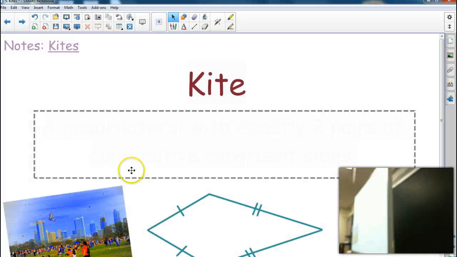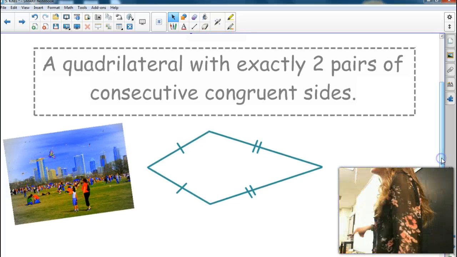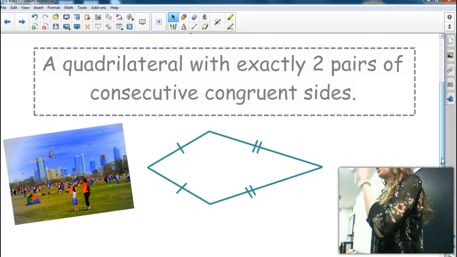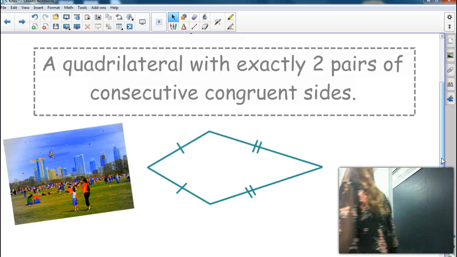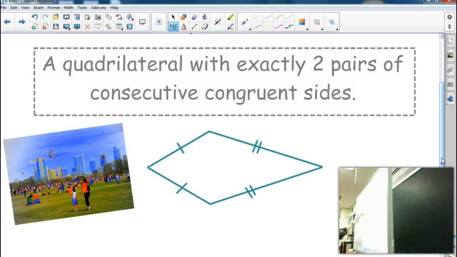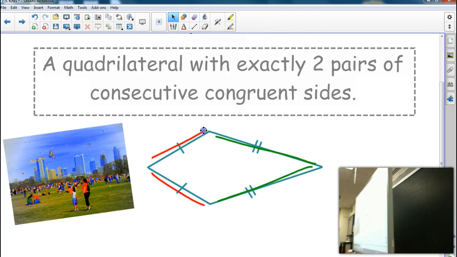So a kite is a quadrilateral with exactly two pairs of consecutive congruent sides. I know that's a lot of C's, but it's got two pairs of consecutive congruent sides. So what that means is that this side is congruent to that side. That's one pair. The red is congruent to the red. And the green is congruent to the green. That's two pairs. Two pairs of consecutive congruent sides.